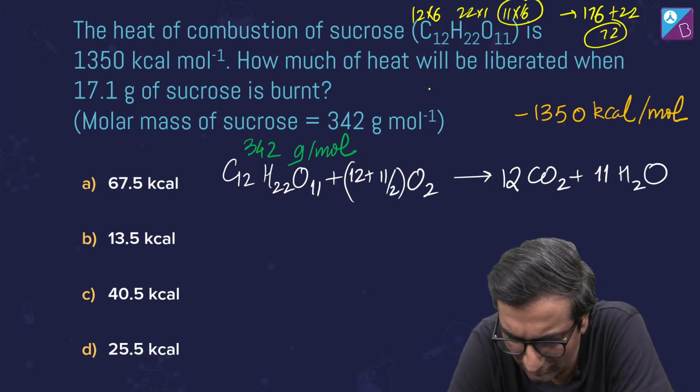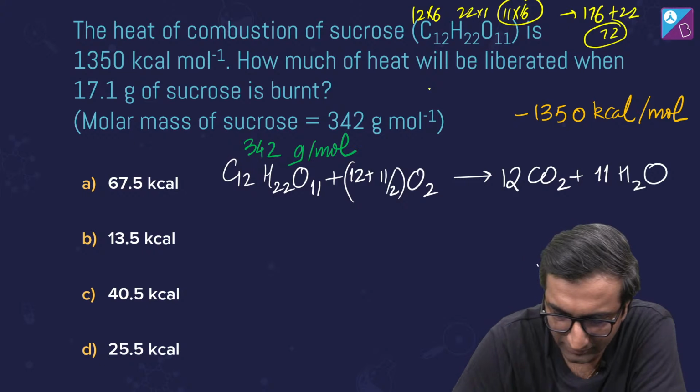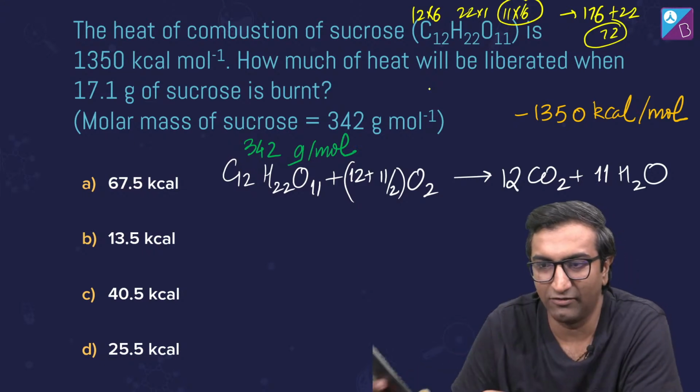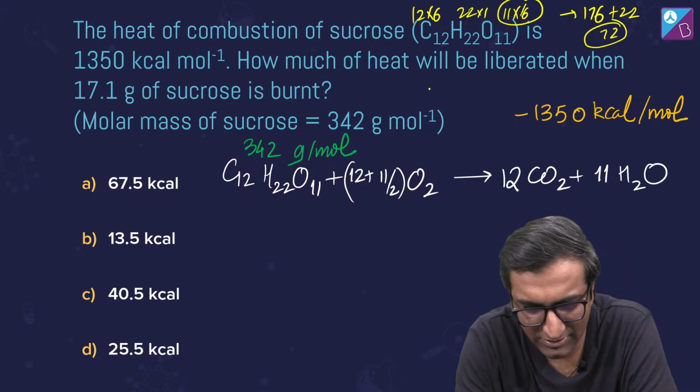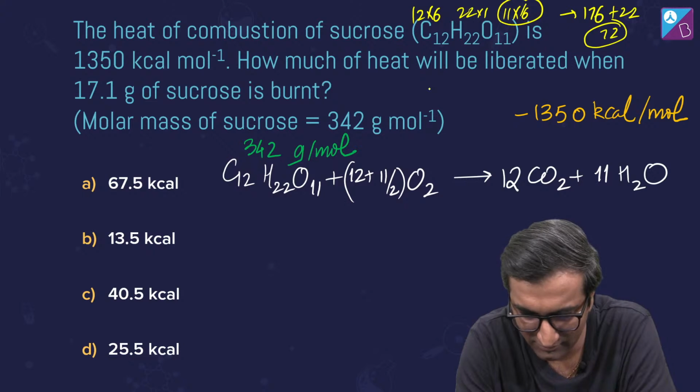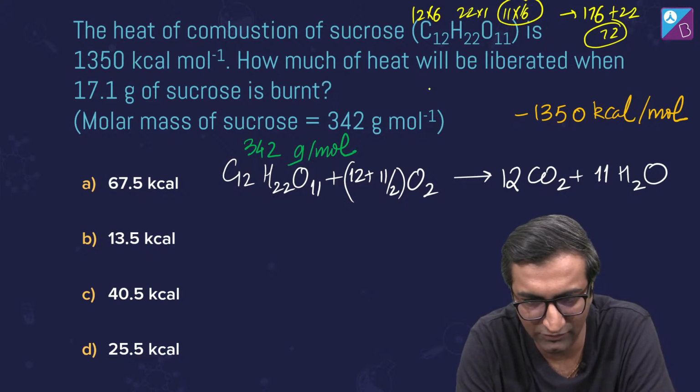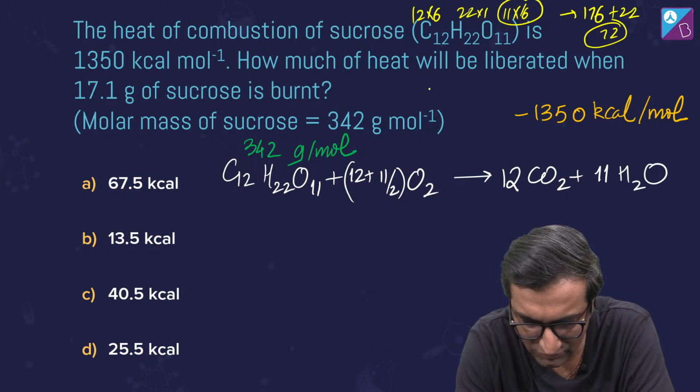So how did I get 342? This doesn't look like a 2, this looks like a whole number. Oh my god, what mistake did I make? I'm going to bring out my calculator because I'm slow. But I'm quite sure it's 342. What did I do weird? Plus 22 plus 11 into 16. I'm pretty sure it's 11 into 16. No, this comes to 270. C12, H22, O11.